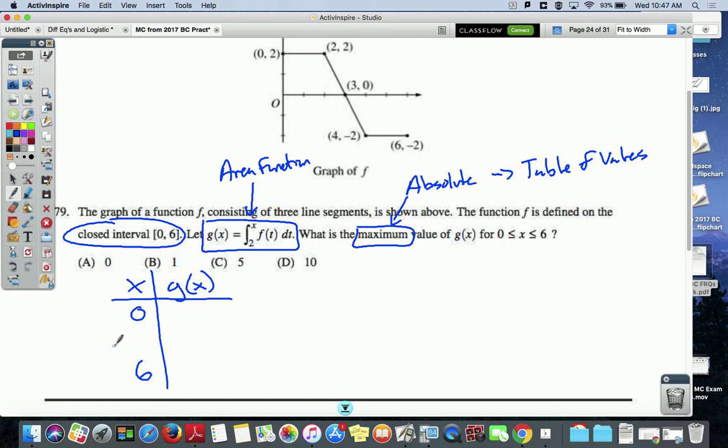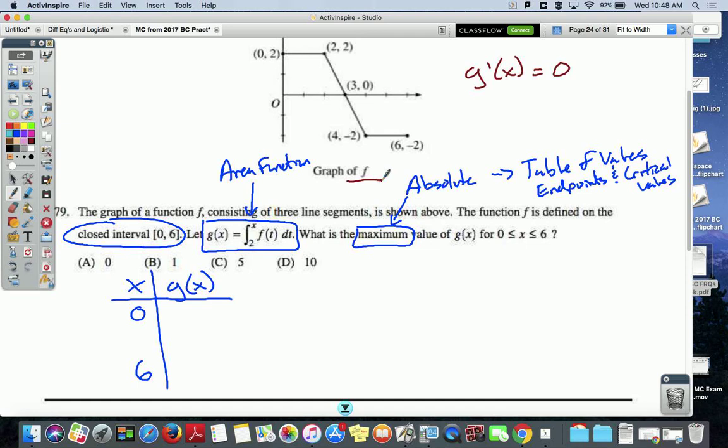In our table of values, we test endpoints and we test critical values. Now to get a critical value, we're looking at where g prime of x is equal to 0. Well, we're given a graph of f. So the question is, what's the connection between g prime and f?